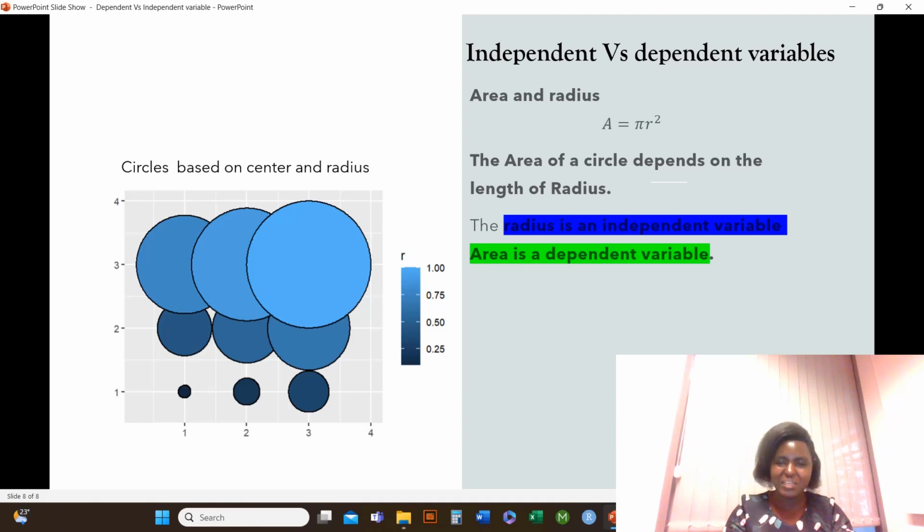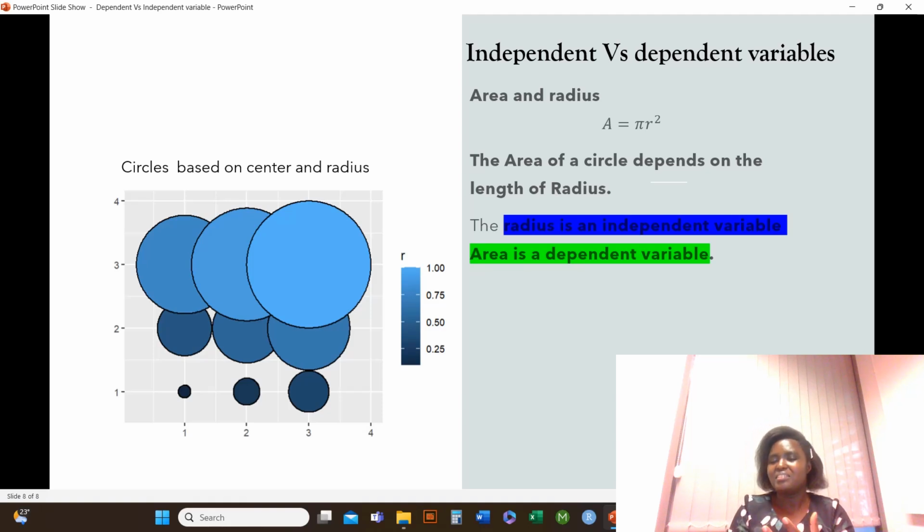So I hope that from now on we can define a variable, and differentiate an independent variable from a dependent variable.